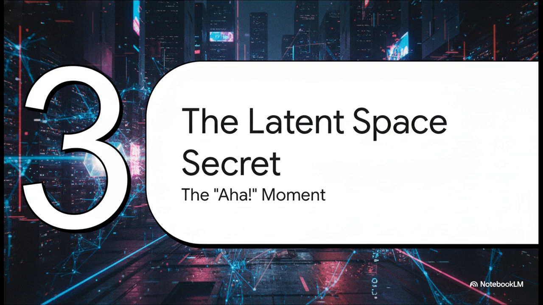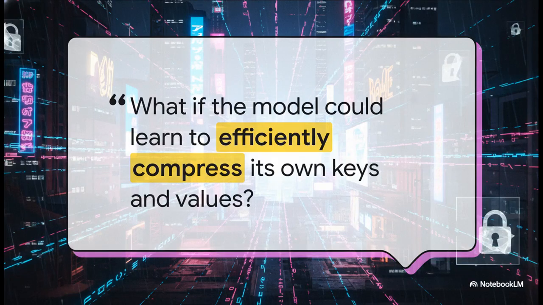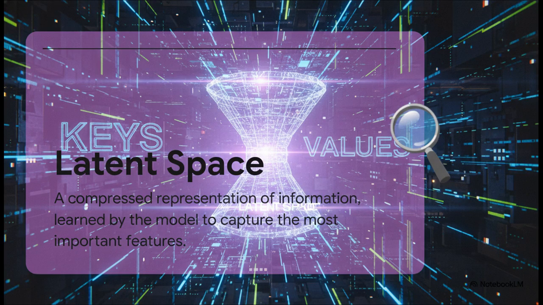Instead of just trying to make the old system smaller, they completely reimagined it. They asked a totally different question. What if the model could learn to compress its own keys and values? What if it could create its own highly efficient secret shorthand for memory? So they introduced a new step. Instead of creating keys and values directly, the information is first squeezed through this compressed, shared representation, a latent space. This is the secret sauce. It's like a bottleneck by design, forcing the model to learn and store only the most critical, most important information.